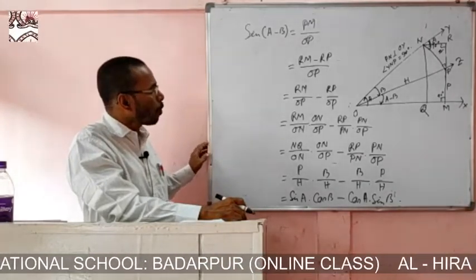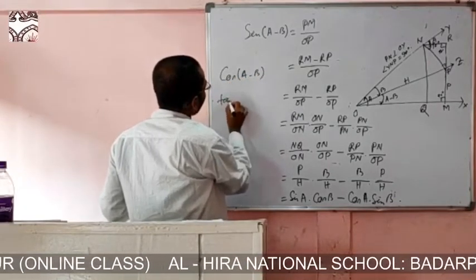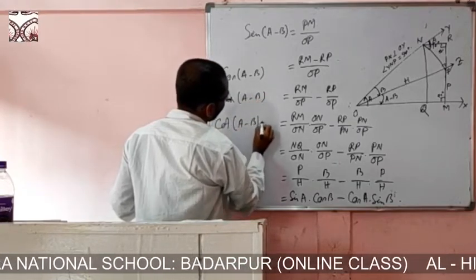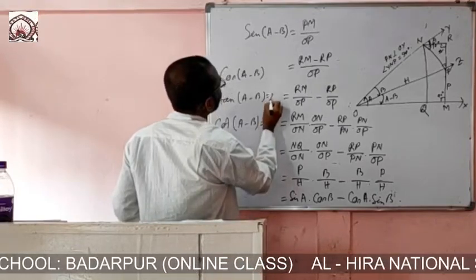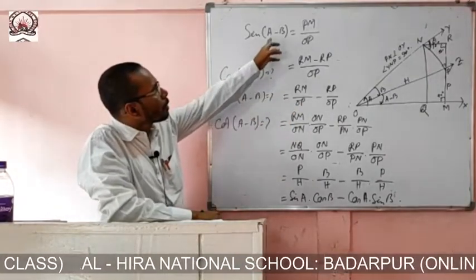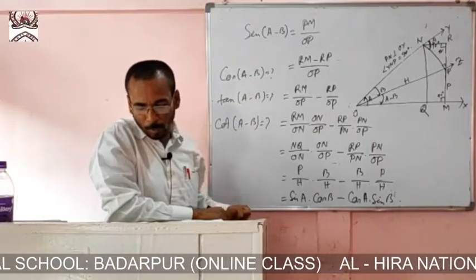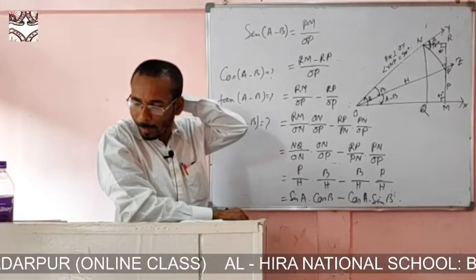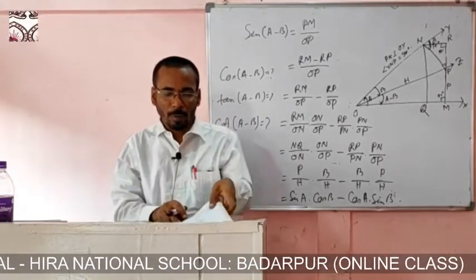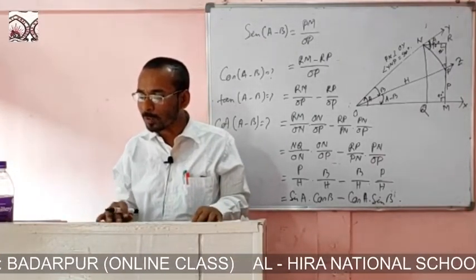Like this you can do cos A minus B, tan A minus B, and then cot A minus B. You can find cos A minus B geometrically, tan A minus B by dividing sin A minus B by cos A minus B, and cot A minus B by dividing cos A minus B by sin A minus B. So you can find sin A minus B, cos A minus B, tan A minus B and cot A minus B formulas. So these are the addition formula and the subtraction formula.